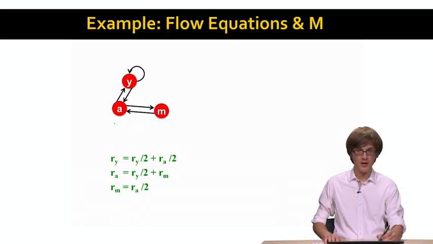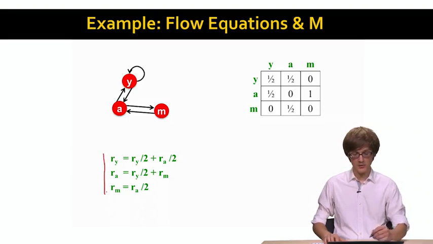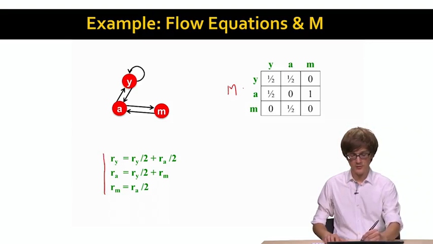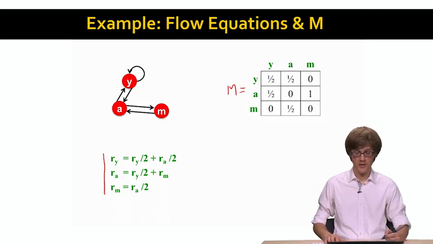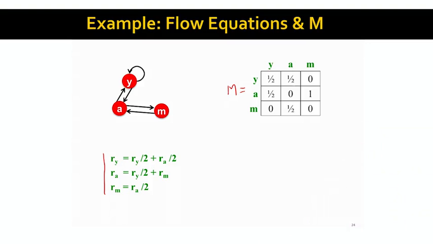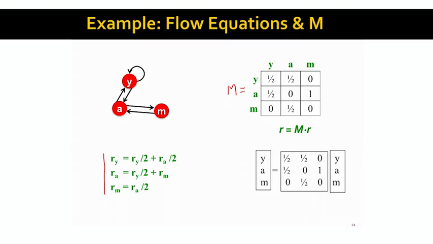We have our little web graph on 3 nodes. We have our flow equations. And we can now also write the structure of our matrix M. Here is the structure of our matrix M. Notice that the matrix is really column stochastic. So now we can think of our flow equations as this vector-matrix product, right? R equals M times R.